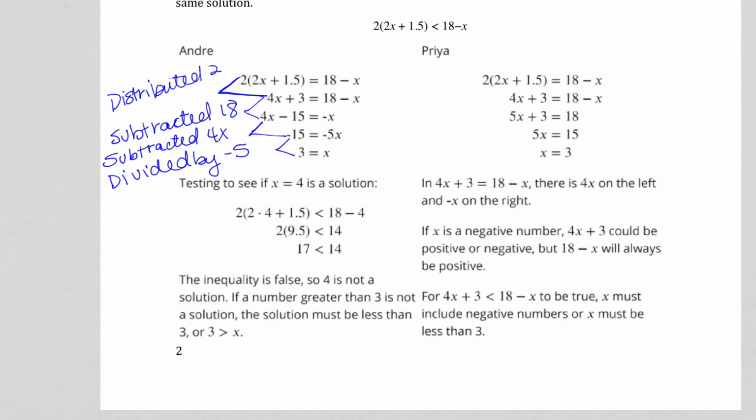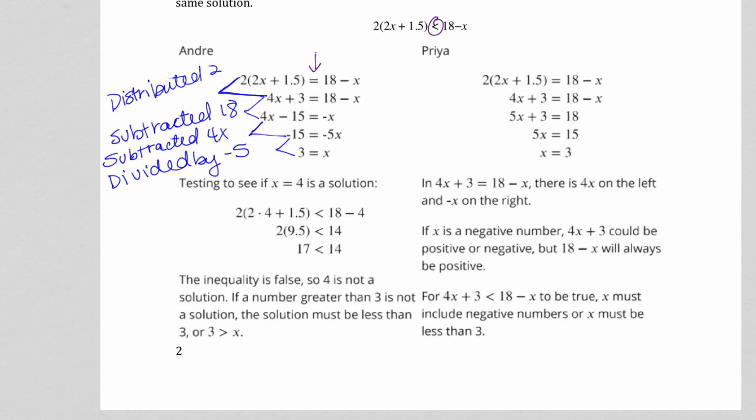Okay. Notice how he took this inequality. Again, both Andre and Priya did this. They went from an inequality and just changed it to an equal sign. You can also do that. Okay? So we know that x equals 3.